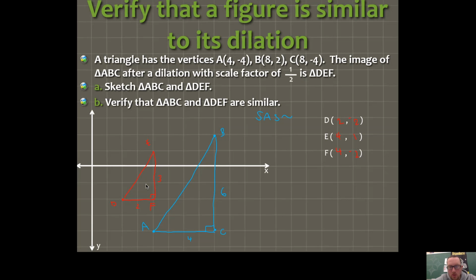Okay, so when you enlarge or reduce something, it is a similarity transformation.